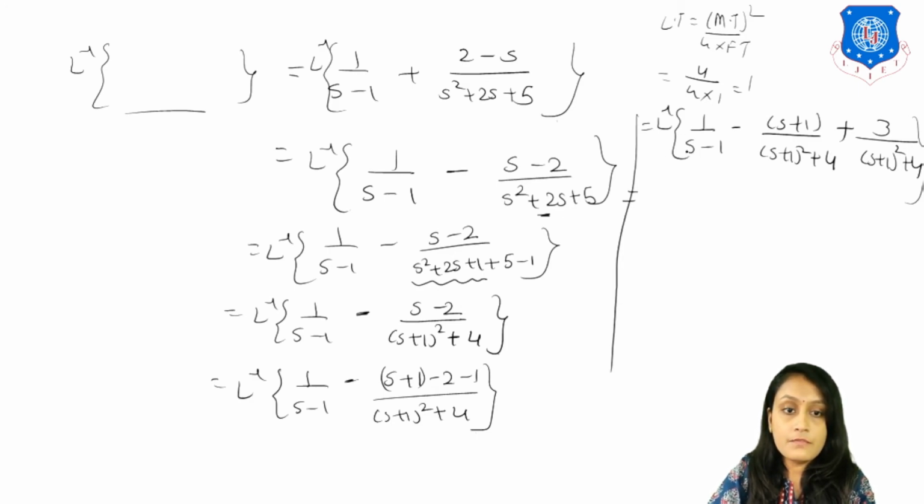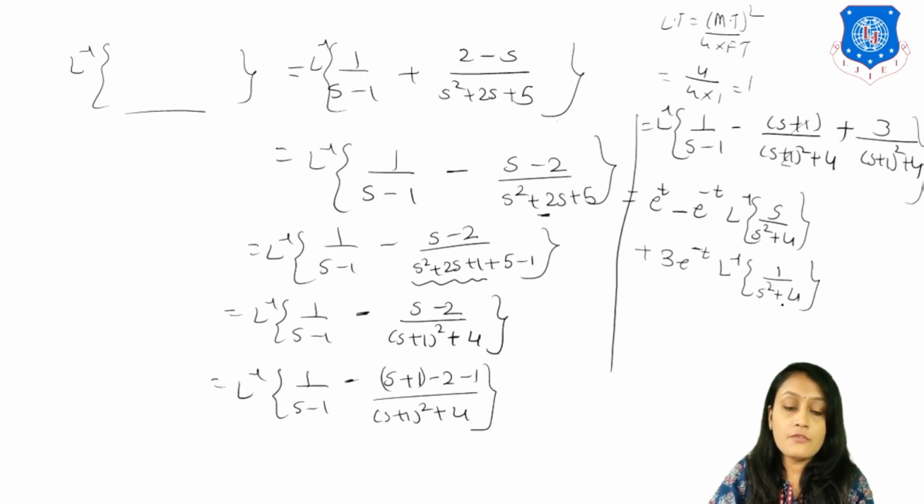So the answer of this is what? e raised to t minus, now plus 1 will be outside, so it is e raised to minus t, and what remains is Laplace inverse of s upon s square plus 4. We just ignore this plus 1 and write the other terms. Plus 3, again we'll take this plus 1 outside, so e raised to minus t, and what remains is Laplace inverse of 1 upon s square plus 4. Now 4 is what? 2 square, so here we'll write it by 2 and we'll divide it by 2.